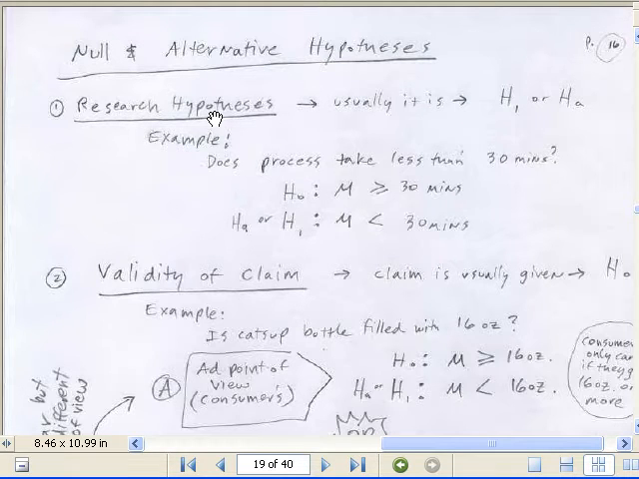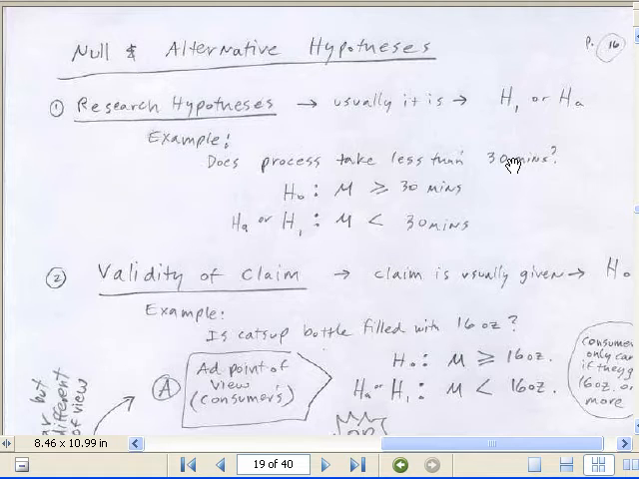If you do, like we do in this case, as we said, the H sub 1 or H sub a, that automatically goes to the alternative. So whatever the researcher is thinking goes into the alternative hypothesis. And then you do this one second. So in this case, does the process take less than 30 minutes?